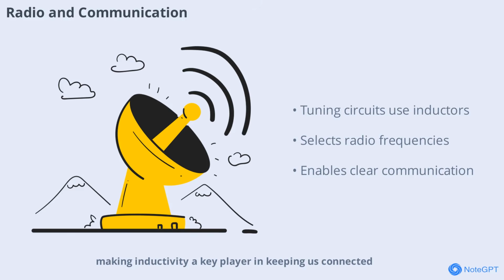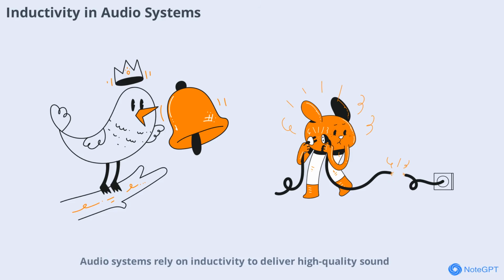Audio systems rely on inductivity to deliver high-quality sound. Inductors are used in speakers and crossovers to filter frequencies, ensuring that each speaker receives the right range of sounds. This results in clearer, more accurate audio. Whether you're listening to music at home or in your car, inductivity is working behind the scenes to enhance your listening experience. It's another example of how this property shapes the technology we enjoy every day.